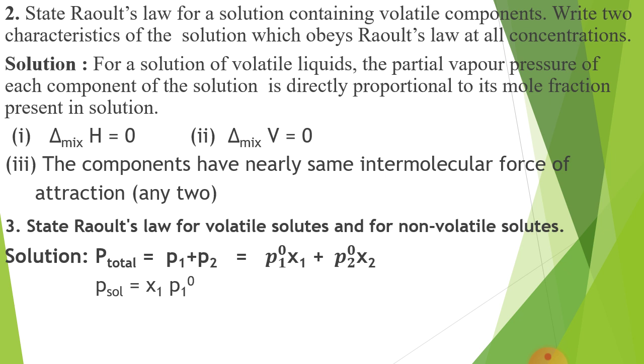Third, state Raoult's law for volatile solute and for non-volatile solute. So for solution, P total equals P1 plus P2. Here both are volatile, that's why both have pressure. And for non-volatile solute, the P solution, basically P solvent, is equal to only the mole fraction of component 1 times its pressure in the pure component.